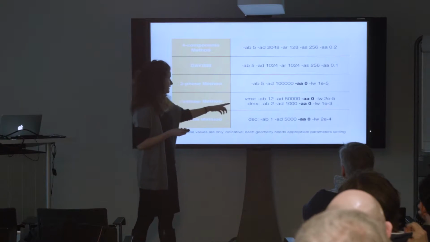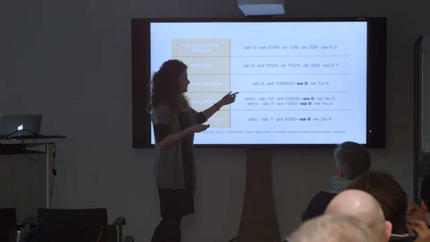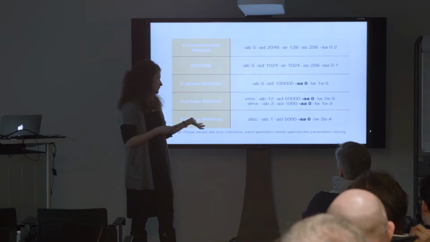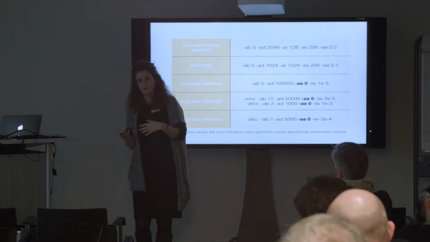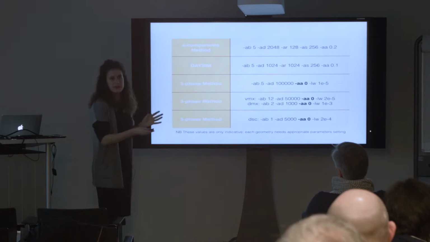And for the three-phase method, we also need two different sets of parameters: for the view matrix inside the room, or for the daylight matrix outside the room. So if you're using this, just remember that each method has its appropriate Radiance settings.